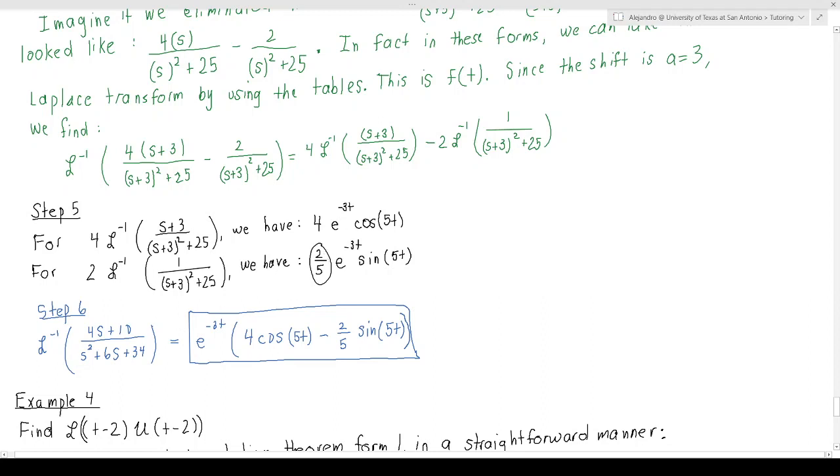All right. And in step 6, we're just going to take the inverse Laplace of 4s plus 10 over s squared plus 6s plus 34. That was the original problem, and we just combined the results of step 5. And we factor out the e raised to the negative 3t because that's a common factor. All right.